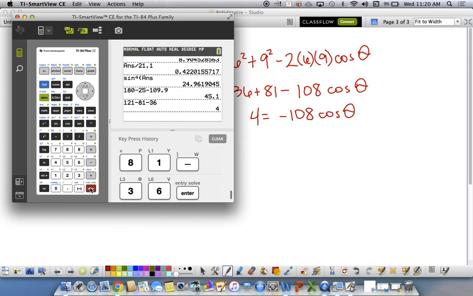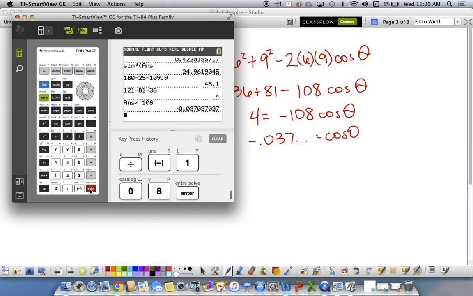I'm going to say right now, don't fall for the trick of adding 108 to both sides. It will not work. Okay? We need to divide by negative 108. You get this negative number, negative 0.037, etc., equals cosine theta.